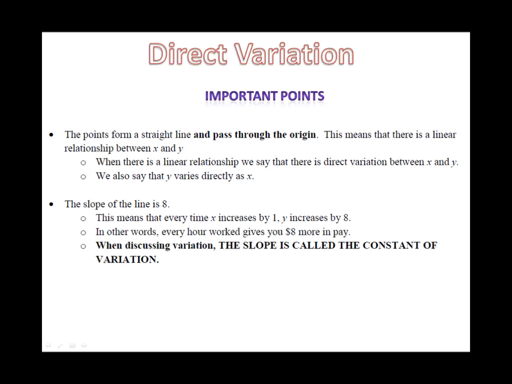In our example, notice that the slope of that line is 8. That means that every time x increases by 1, y increases by 8. In other words, every 1 hour you work, your pay goes up by $8 more. When we're talking about variation, the slope is called the constant of variation. It's the amount that it goes up by each unit increase in our x value. So x goes up by 1, y goes up by 8. The slope, the constant of variation, is 8.